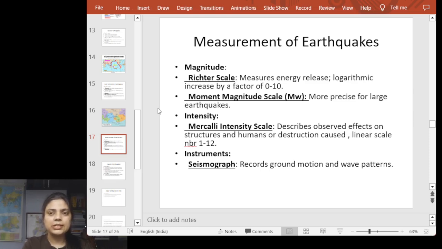One is the Richter scale, and you just need to focus on 2-3 terms, that is the focus, and the scale would be 0 to 10. And the Mercalli intensity scale, where we measure the destruction caused by the earthquake, and it is a linear scale, and the number is 1 to 12. The question has been asked from both scales. If I talk about the instrument, I already mentioned this: the seismograph is the instrument which measures the wave patterns.